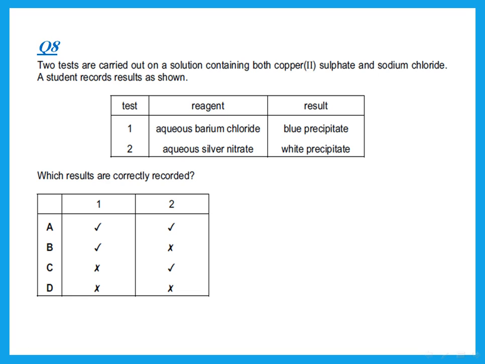Okay, he's saying two tests are carried out on a solution containing both copper sulfate and sodium chloride. Which results are correctly recorded? So he has copper sulfate and sodium chloride. He added barium chloride. Barium chloride is a test for what? You should realize barium chloride is a test for sulfate. So we have sulfate. What should we get? We should actually get a white precipitate, not a blue precipitate.